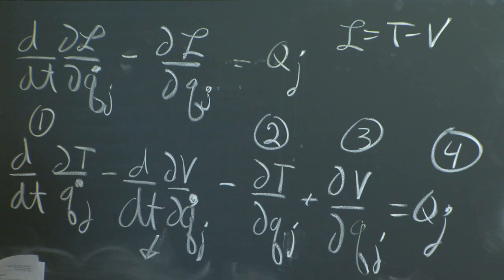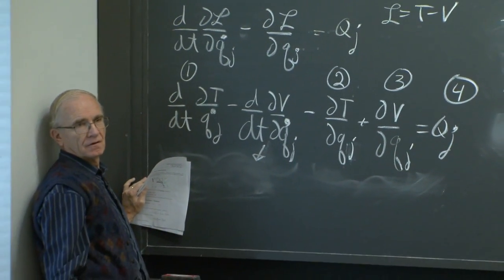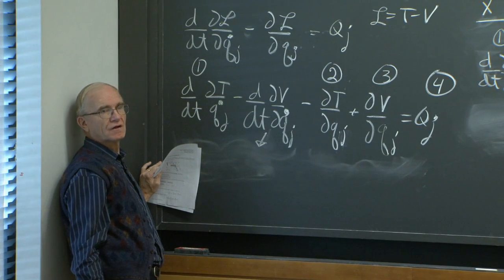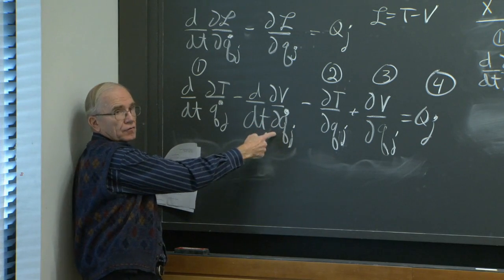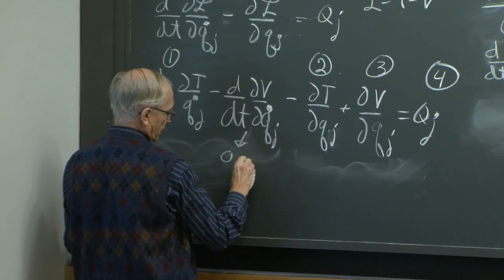No, it's just that you find that for mechanical systems, springs and gravity, you will never find that the potential energy is a function of time or velocity. It just isn't. And if it's not a function of velocity, you take a derivative with respect to velocity, you get zeros. So this goes to zero for mechanical systems.